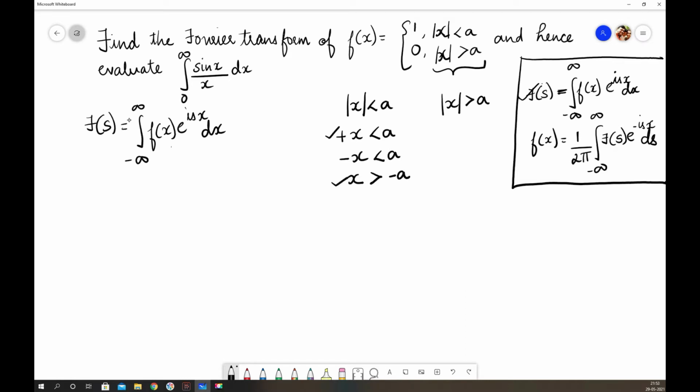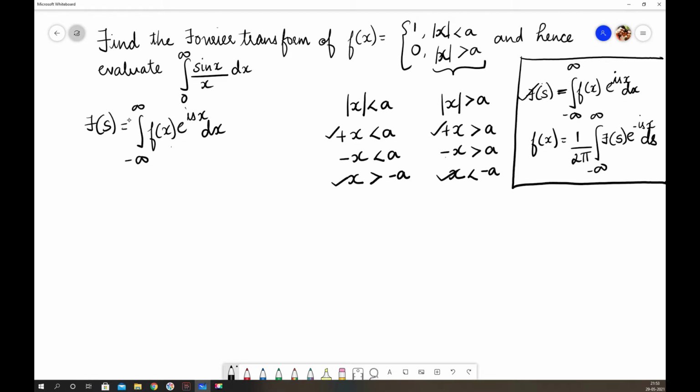Similarly, modulus of x greater than a. How do I write modulus of x? I write it as plus x greater than a, minus x greater than a. Plus x greater than a, I keep as such. But minus x greater than a, I write as x less than minus a.